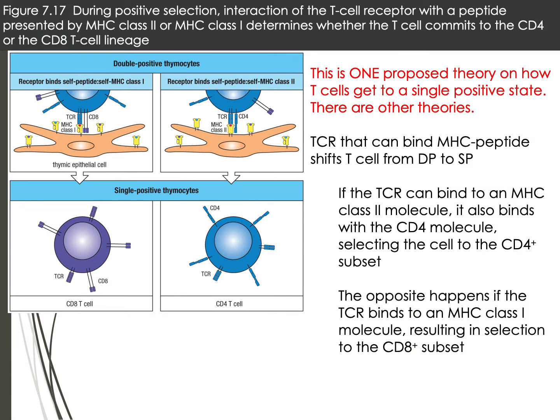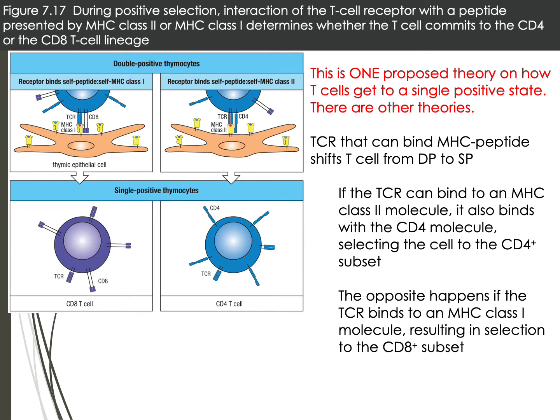So in this textbook, they present one theory on how T cells then move to a single positive state. There are other theories that I will talk about in the next slide that is from a different textbook. So I just want to caution that the textbook presents this as, like, this is fact, and it's one theory. So one theory on how the T cell knows which single positive to become, because when they're single positive, they're going to express either CD4 or CD8.